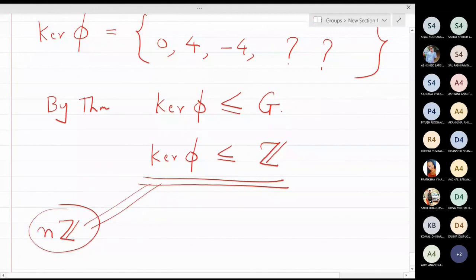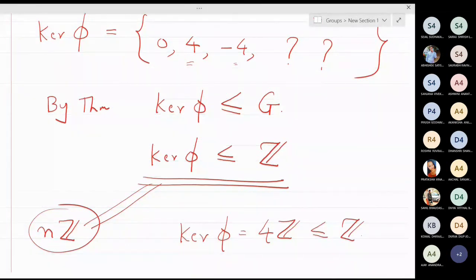Looking at this kernel of phi, we know that 4 belongs to it, minus 4 belongs to it. So this is a clear indication that kernel of phi in our problem is nothing but 4Z, because we all know that 4Z is a subgroup of Z. Kernel of phi is also a subgroup of Z. Kernel contains 4 and minus 4. Kernel does not contain 2, because phi of 2 is equal to 6 bar. So kernel cannot be 2Z. But here the kernel has to be equal to 4Z. Okay.